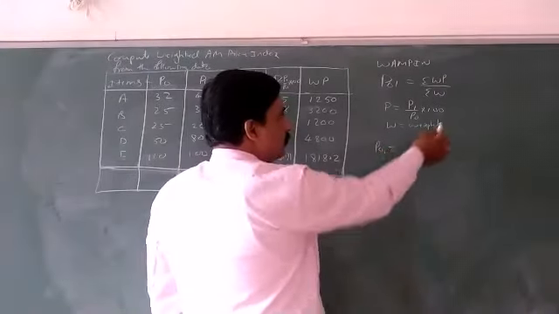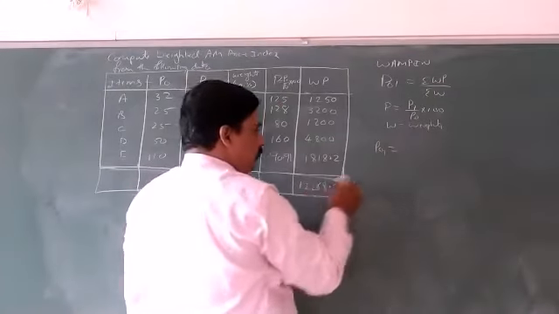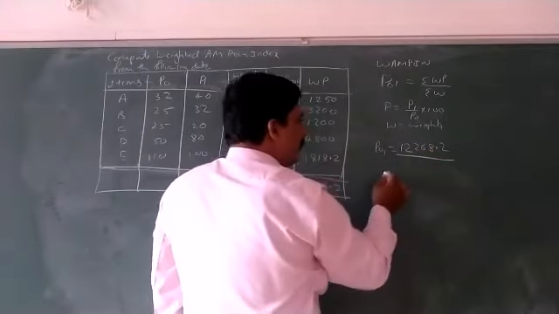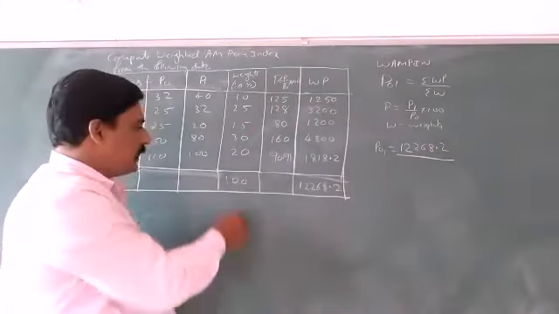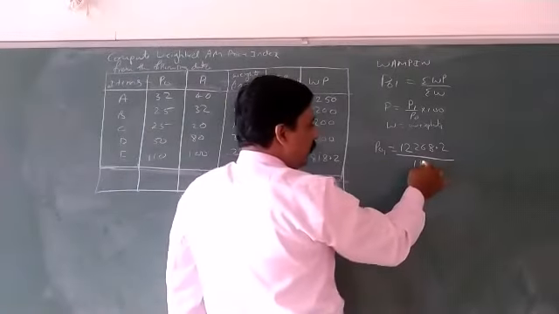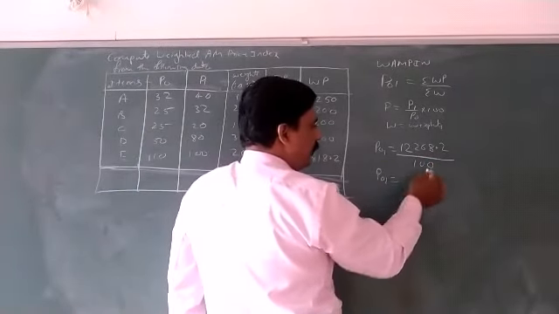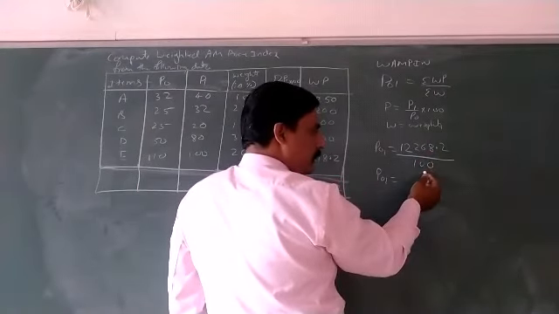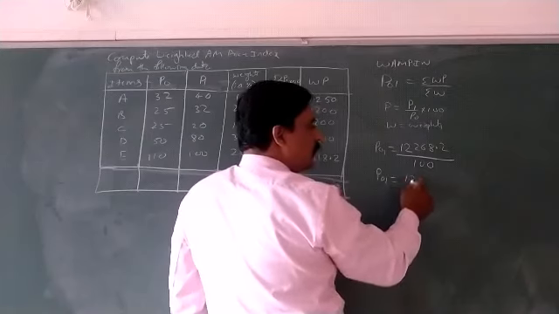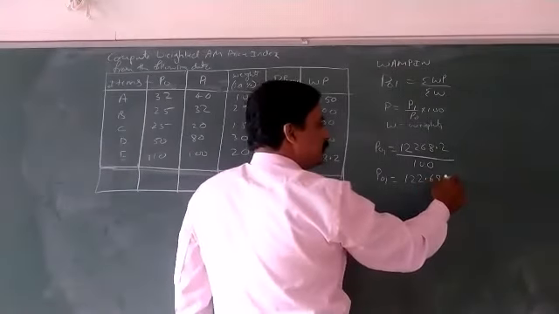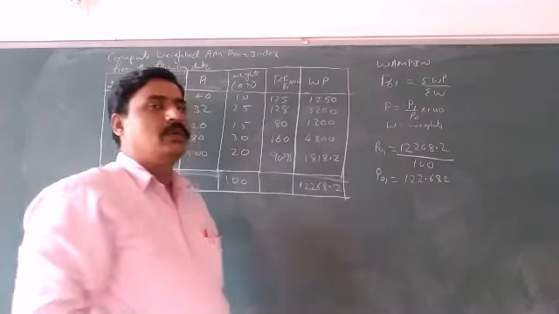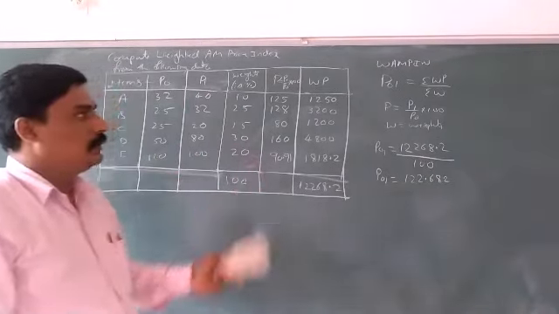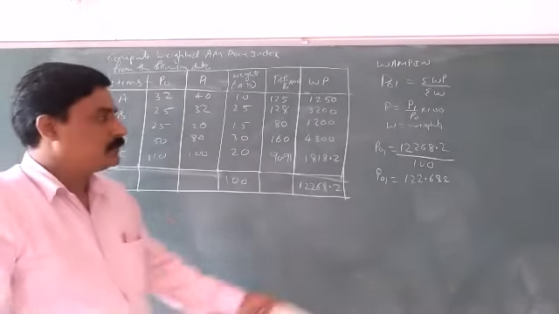So P01 is equal to summation WP, that is 12,268.2 divided by summation W, that is 100 here. So P01, you get 12,268.2 divided by 100, we get 122.682.